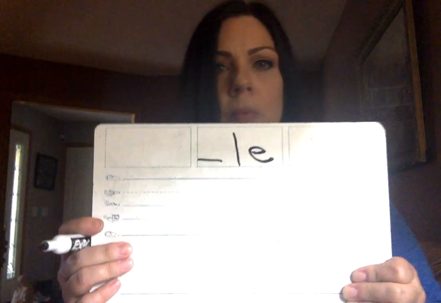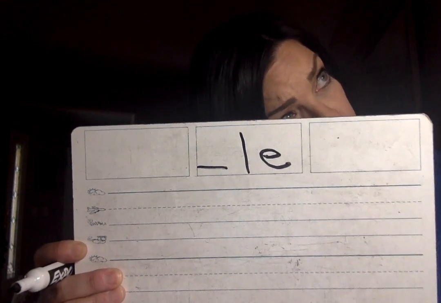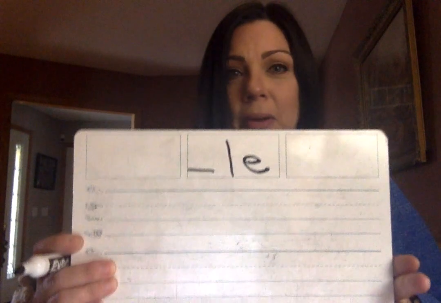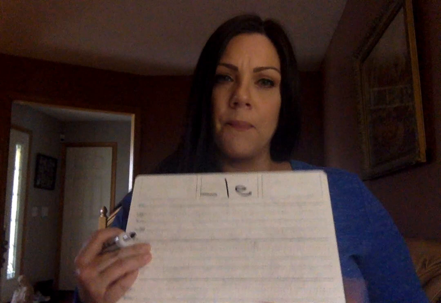Remember that the syllable has a consonant, okay, then an L and an E. Okay, that is what we're doing. An LE syllable. Sorry, I was fixing my light. LE syllable. Okay, we had a lot of glare on our board, so I wanted to make sure you could see.